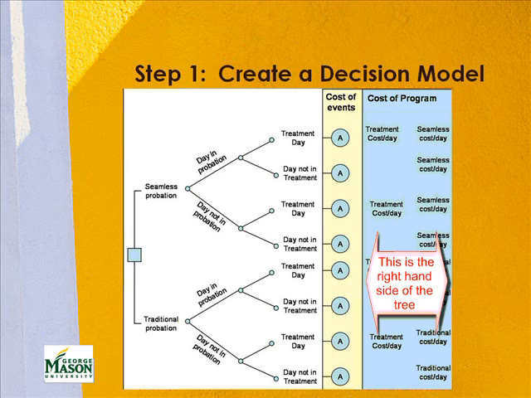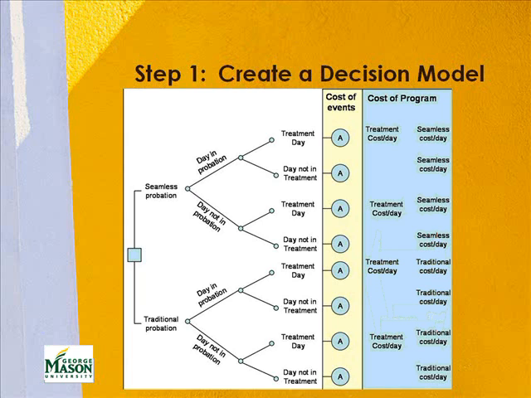The right-hand section of the tree depicts various costs associated with each path in the tree. These costs are measured per client per day. Since the analysis relies on daily probabilities of the events, cost must also be estimated per day in order to remain consistent.